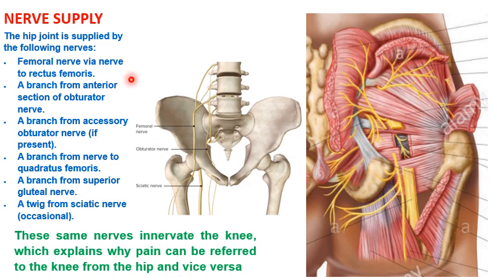And the femoral nerve and the anterior division of the obturator nerve supply the knee joint as well. So this explains if there is any pain in the knee, there will be pain in the hip also, which is called referred pain. So the pain can be referred to the knee from the hip joint or from the knee joint to the hip joint also.